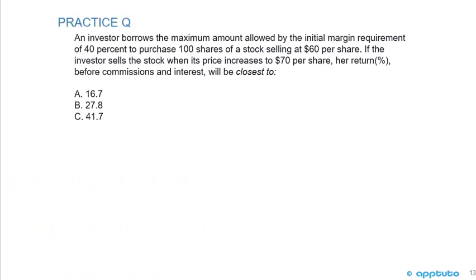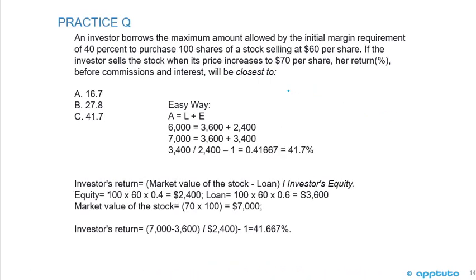Okay, we're going to do another practice question, but this is not the price at which we receive a margin call. It's now calculating your return, okay? So an investor borrows the maximum amount allowed by the initial margin requirement of 40% to purchase 100 shares of stock, selling at $60 per share. If the investor sells the stock when the price increases to $70 per share, her return in terms of percentage before commissions and interest will be closest to A, 16.7%, B, 27.8%, or C, 41.7%.